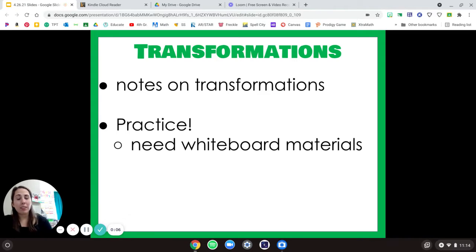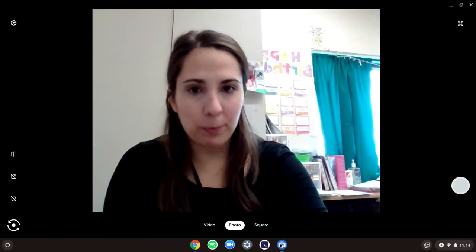Hi, fourth grade friends. So today we're going to work on taking notes on things called transformations. And then you're going to need some practice. We did our whiteboard materials. If you don't have that, you can do just a piece of scratch paper to write down your ideas on. Okay? So first, let's start with our notes.